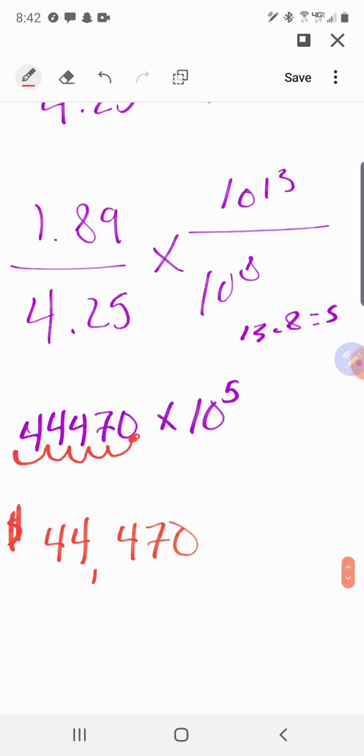Number 4. It says, I'm sorry, let me go down. Number 4, it says the population of Russia is estimated at 5.1 times 10 to the 8th, and the world's population is estimated at 9.5 times 10 to the 9th. About how many times greater is the population of the world than the population of Russia? This is going back to number 2. With that, how many times greater?